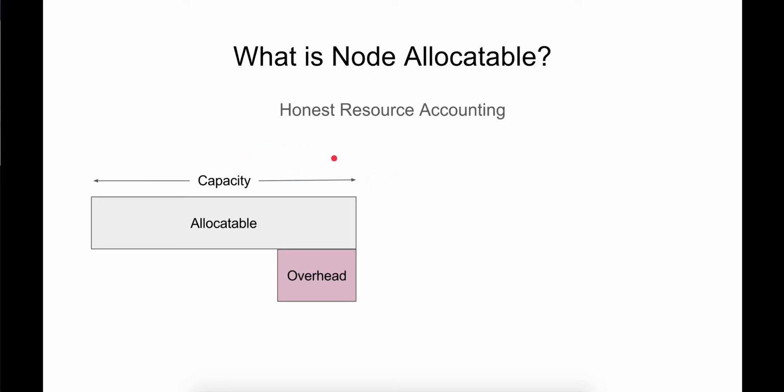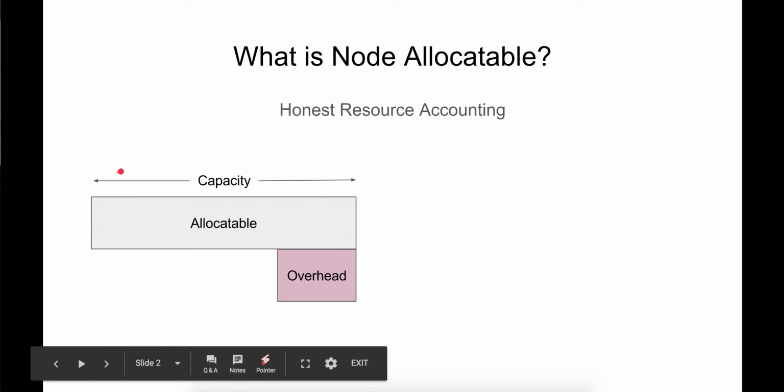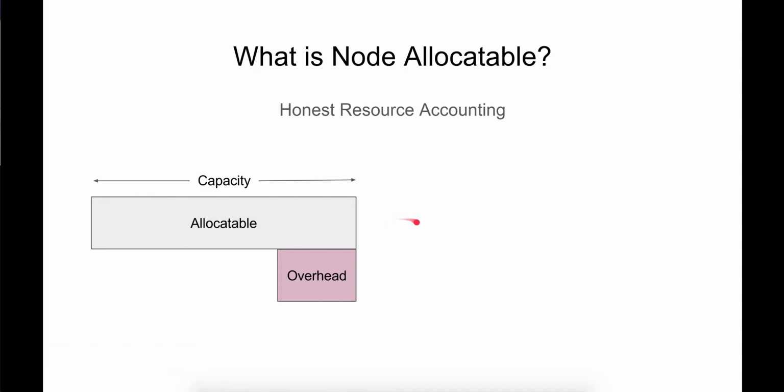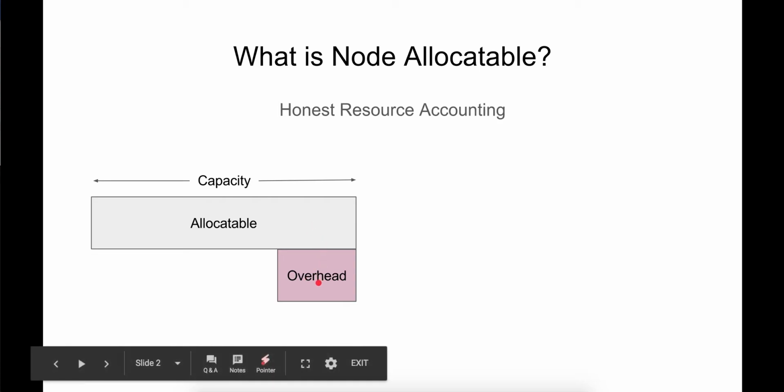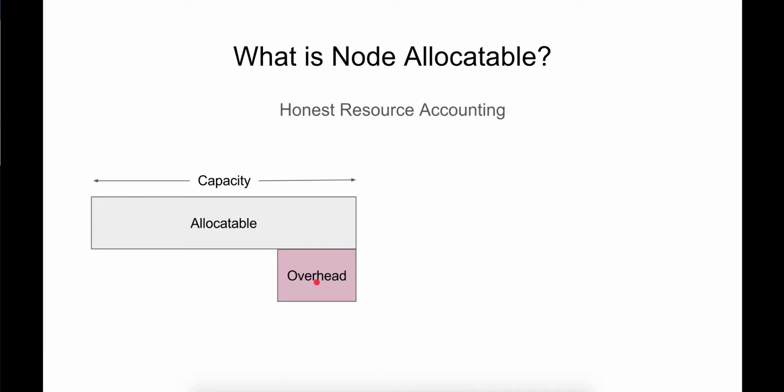And the problem that Node Allocatable solves is that we have a node and it has some capacity, but really some of that capacity is consumed by overhead. So let's say we have 1 gigabyte of memory. We aren't actually able to fill that entire gigabyte of memory with user pods because some of it is consumed by Docker and the kubelet and other operating system daemons and the node problem detector and what have you.